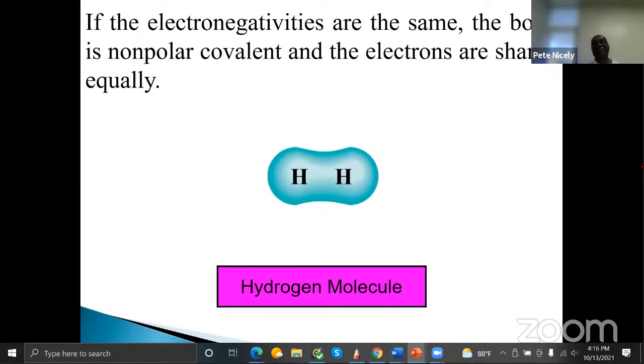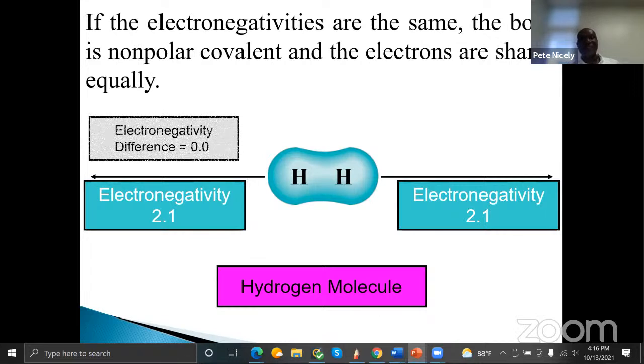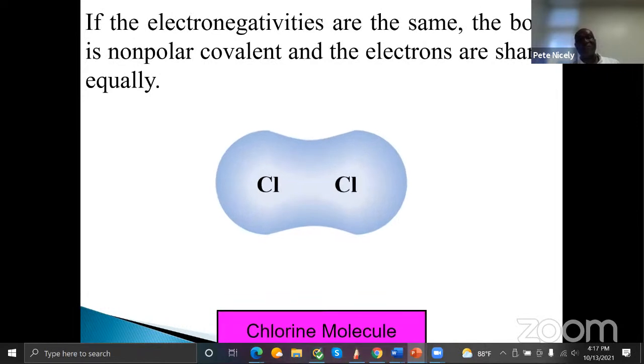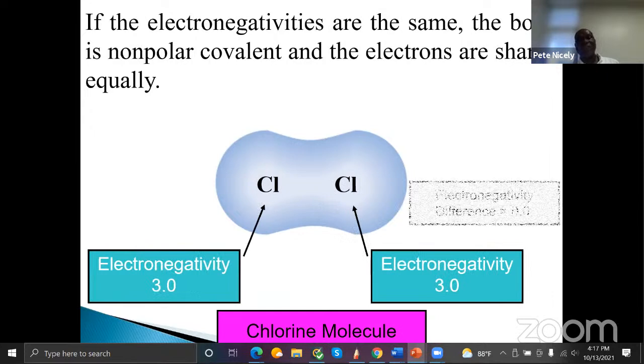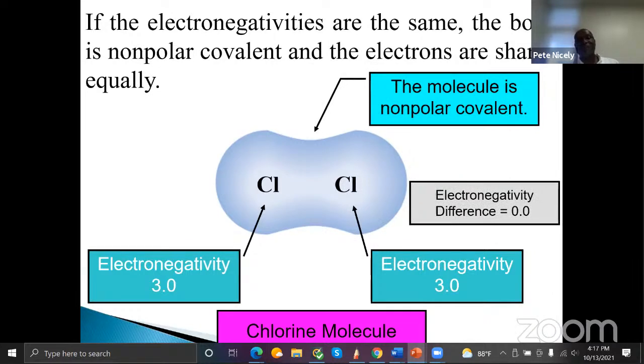So for example, in the case of the hydrogen molecule, they both have the same electronegativity value, 2.1 each. So the difference between them would be 0, right? So this bond would be a nonpolar bond, which comes as no surprise because they're two identical atoms and therefore they will have the same attraction for the shared electrons. No surprise there as far as hydrogen is concerned. All right, so the bond is nonpolar covalent. There's another example, two identical atoms bonded to each other, the chlorine molecule. Again, they have the same electronegativity values, so the difference in their electronegativity would be 0, and therefore the bond is considered to be nonpolar covalent.